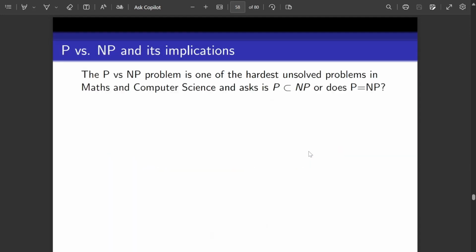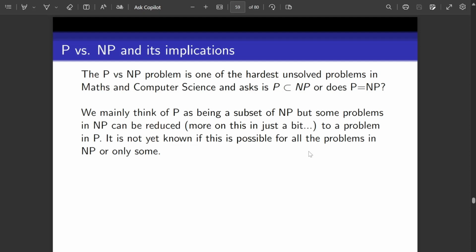Okay, so the problem, like I said, I kind of put this in as like a meme, but the P versus NP problem, I'm sure you heard Paul mention it at one point during the lecture, is one of the hardest unsolved problems in maths and computer science, and asks if P is a subset of NP or if it equals NP. Most people in the field tend to think that P is a subset of NP, but some problems in NP can be reduced to problems in P. It's not yet known if it's possible for all the problems or only some.